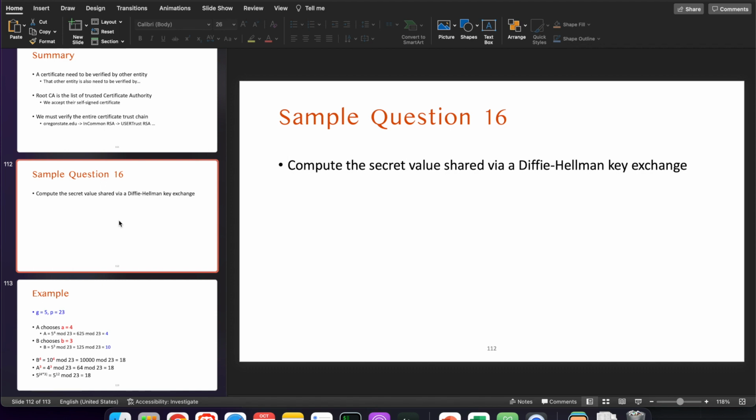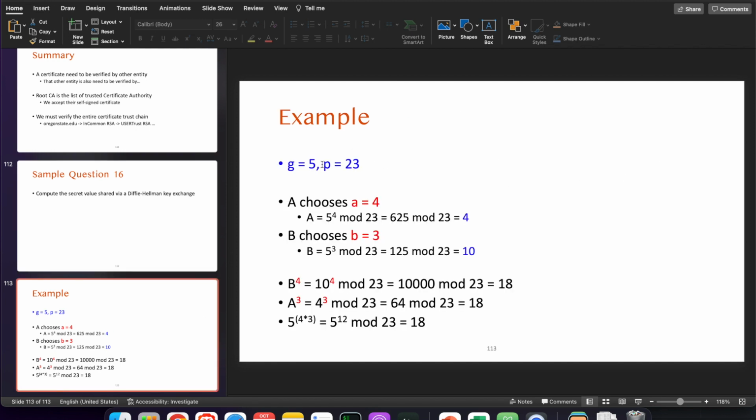And then the last one, sample question number 16. There will be a question about computing the shared secret value via the Diffie-Hellman key exchange. The example is something like this, but I will give you somewhat bigger numbers for this one. Then please use Python to calculate the correct number.